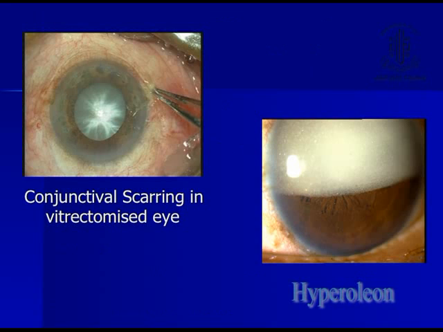Now, this is conjunctival scarring in a vitrectomized eye, which makes the formation of the scleral tunnel difficult, and the other slide is that of hyperoleon, wherein there is silicone oil present in the anterior chamber. So you need to first remove this before you go for cataract surgery. Plus, this is again responsible for reduced endothelial cell count and is therefore a poor prognostic factor.